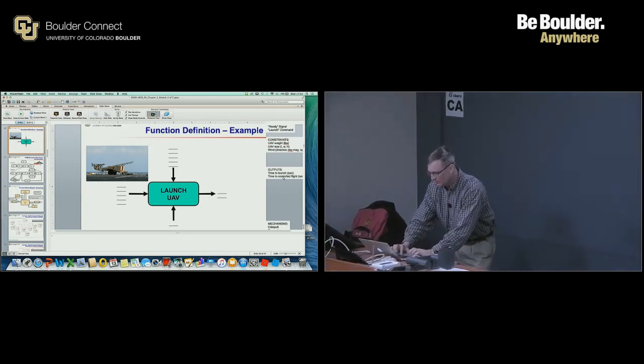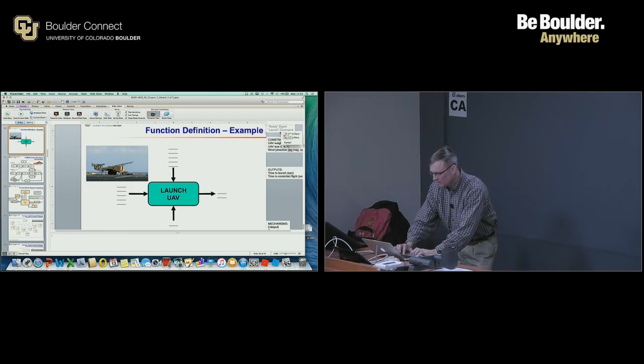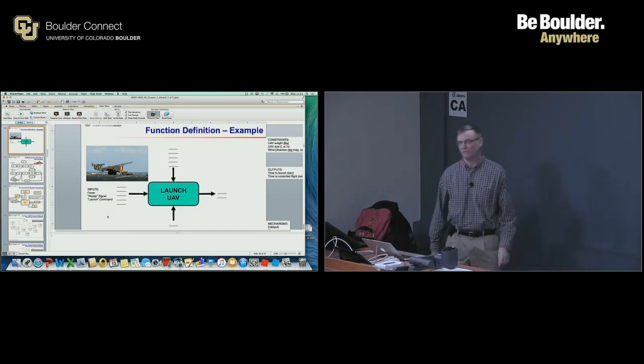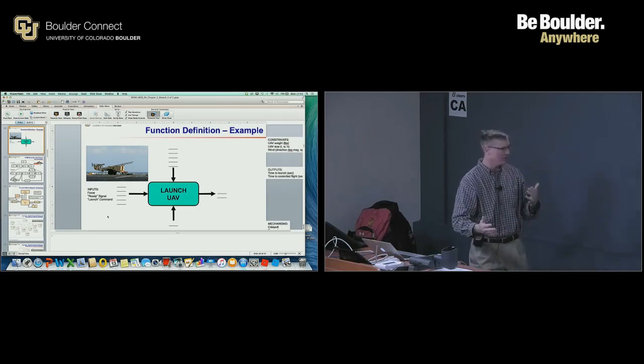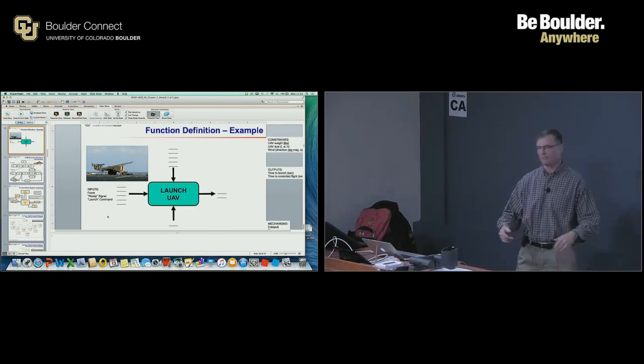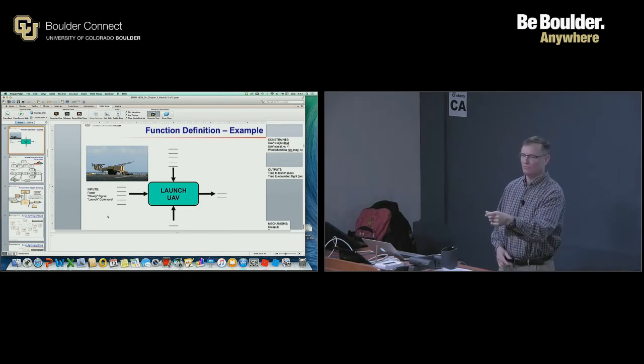Yeah. So here's my little box. I think you were talking about the force that has to do it. Some force has to be imparted to be able to get the launch to work.